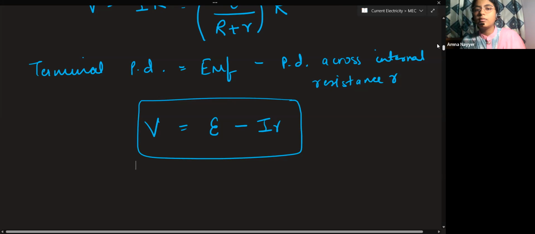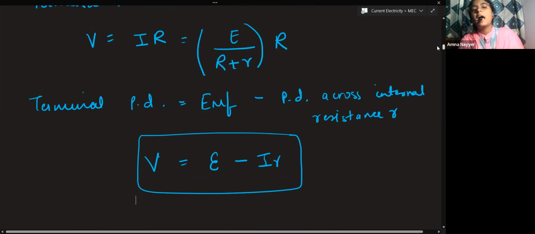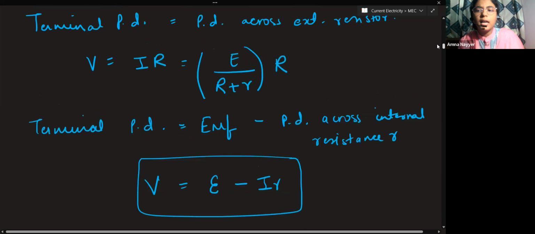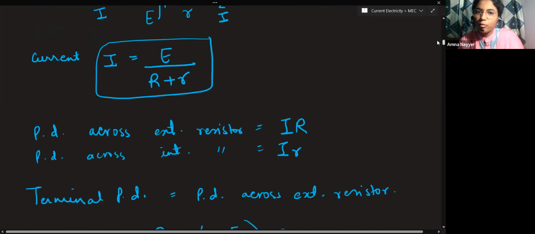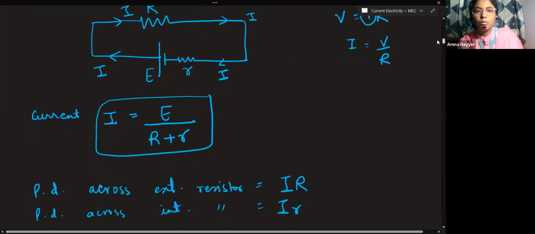So what all things do you have? You have got the formula of current: current is E divided by R plus small r. You know the potential difference across both the resistors and the two formulas of terminal potential difference. You can use any formula. Both the formulas are correct. So note down these things. And one more thing, I'll give you a formula based question on this only. That we'll do. First note it down.